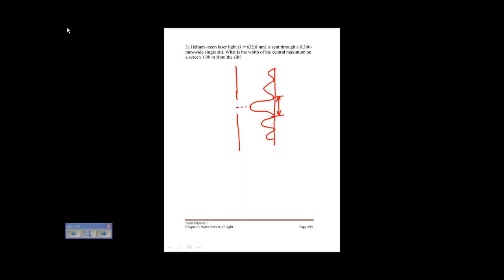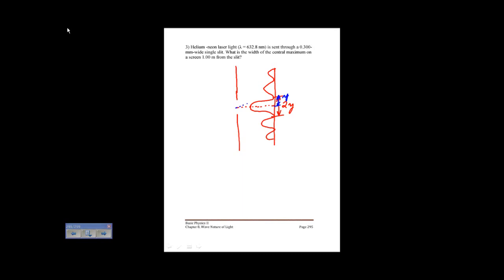Now, I'm going to say that this is a distance 2y because the distance from here to here is going to be a distance y. And I'm going to solve first for y, and then to find the width of the central maximum, then I will find 2y.